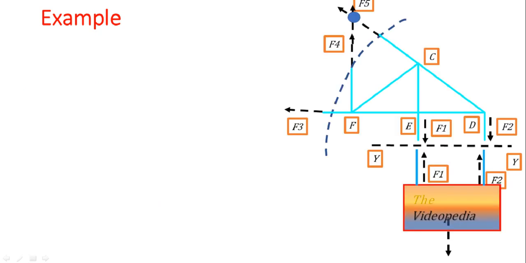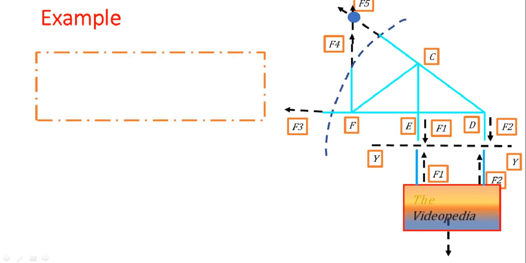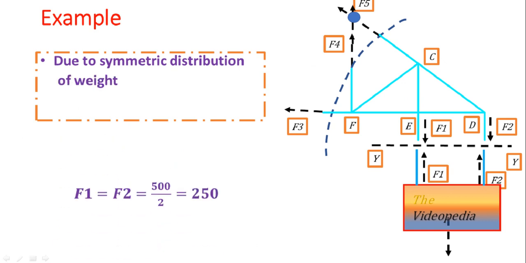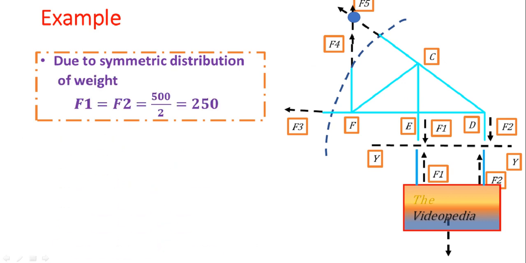So the weight of this block is 500. So what will be F1 and F2? As you can see, it's a symmetric distribution. So F1 and F2 are equal to 500 divided by 2, simply 250 newtons. Now you know F1, now you know F2. So again you will use the equilibrium conditions and you will find F3, F4 and F5.